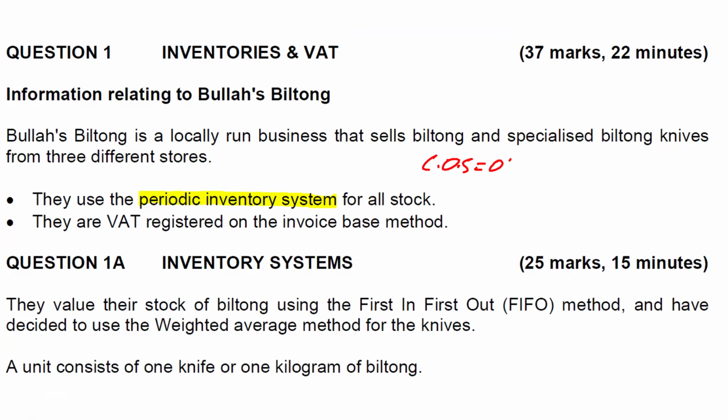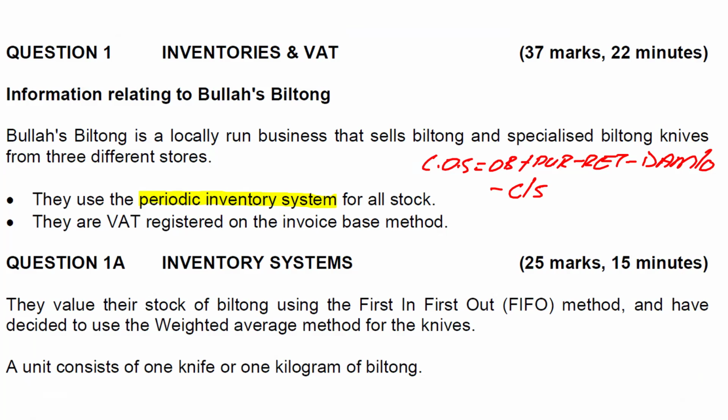it will be equal to your opening balance plus your purchases, minus your returns, minus anything that was damaged or any loss of stock, and then minus your closing stock. That's how you will calculate your cost of sales.